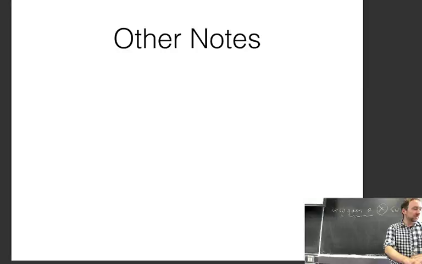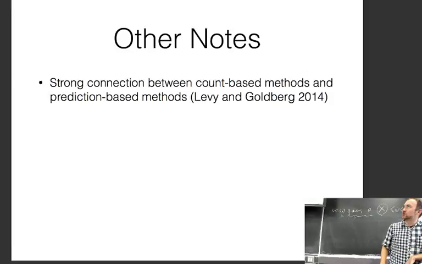And then there's other notes. So there's a very nice paper by Omer Levy and Yoav Goldberg that basically analyzes the skip-gram objective and derives basically the ideal form of this. Are people familiar with this paper at all? Looks like, what's that?